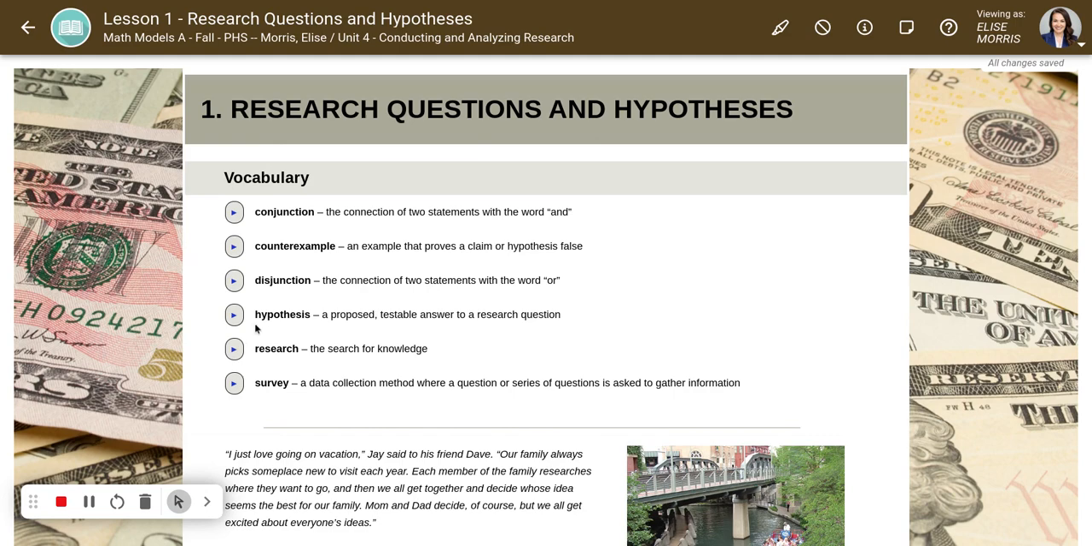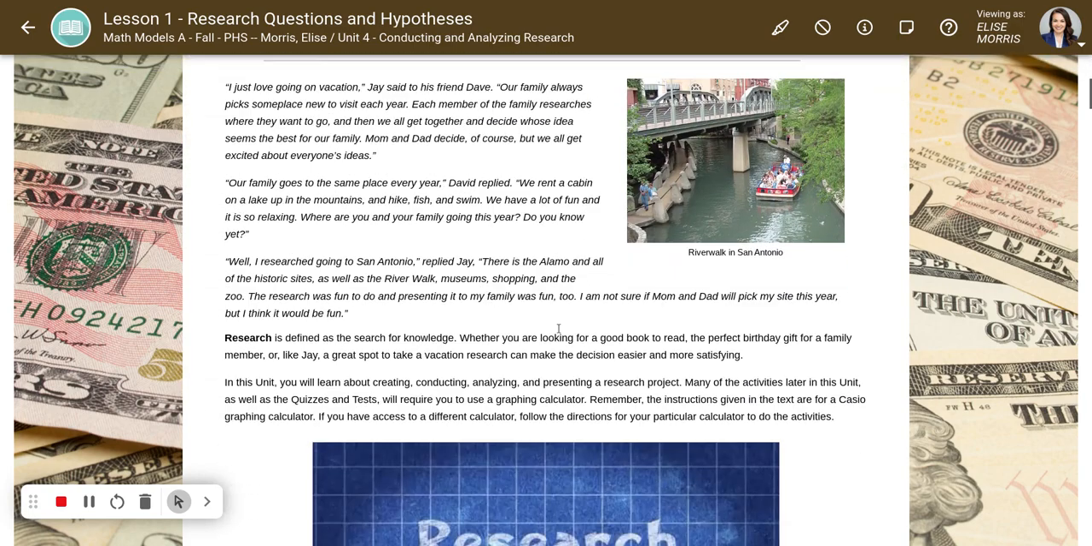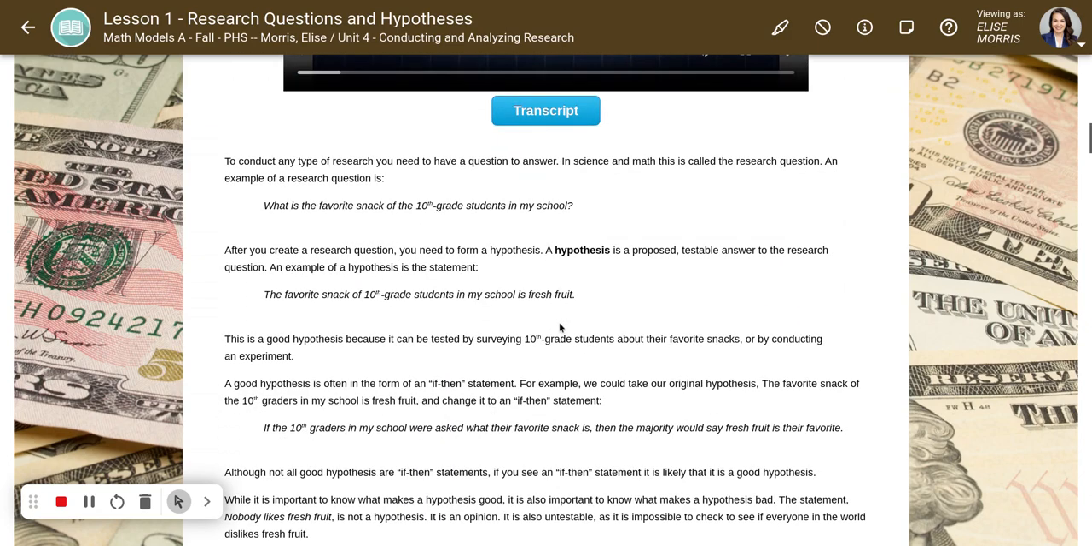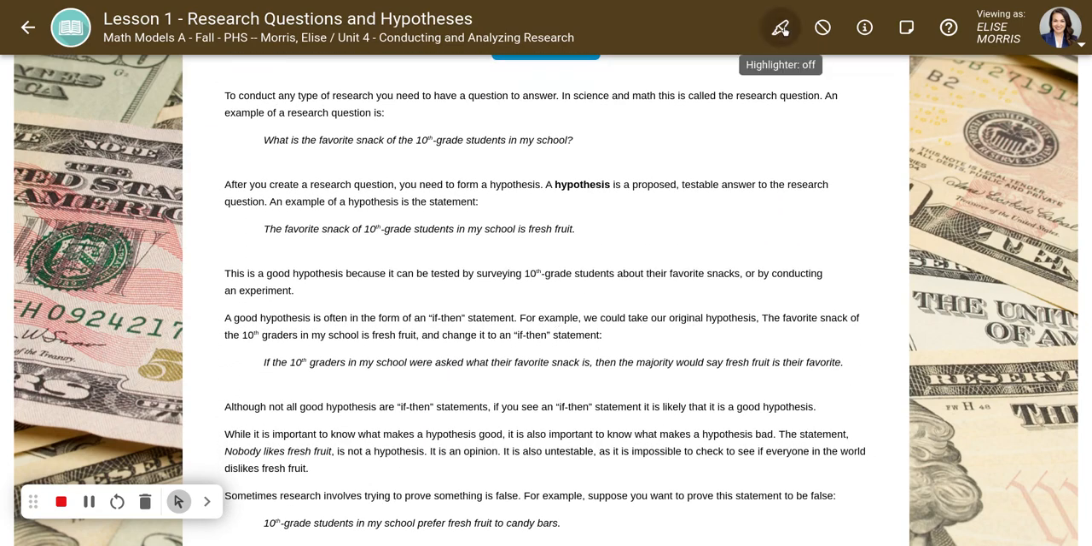So I'm sure you're familiar with a hypothesis from science class. It is a proposed testable answer to a research question. Okay, research is just the search for knowledge. You do this all the time when you do research on Google. And then we're going to specifically talk about surveys as a form of data collection. So let's come down here and let's look at this example. So to conduct any type of research, you need to have a question.